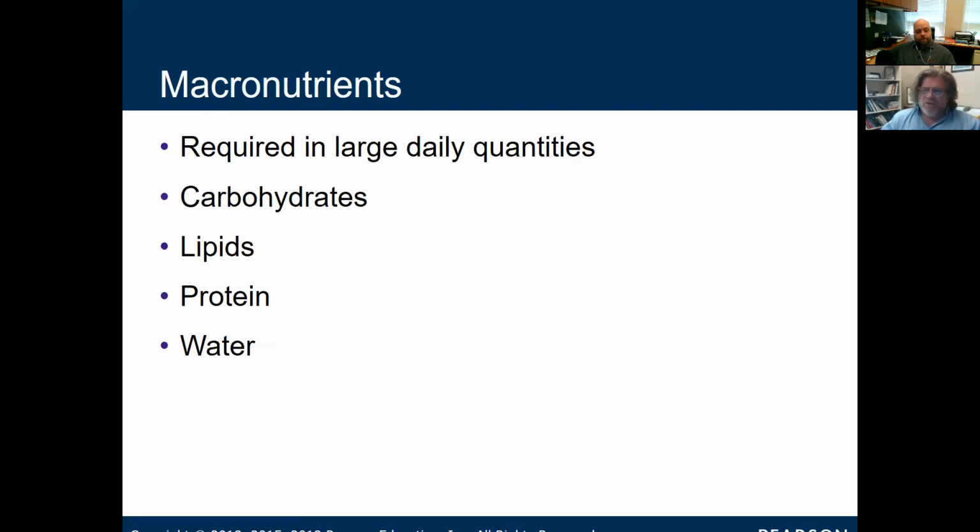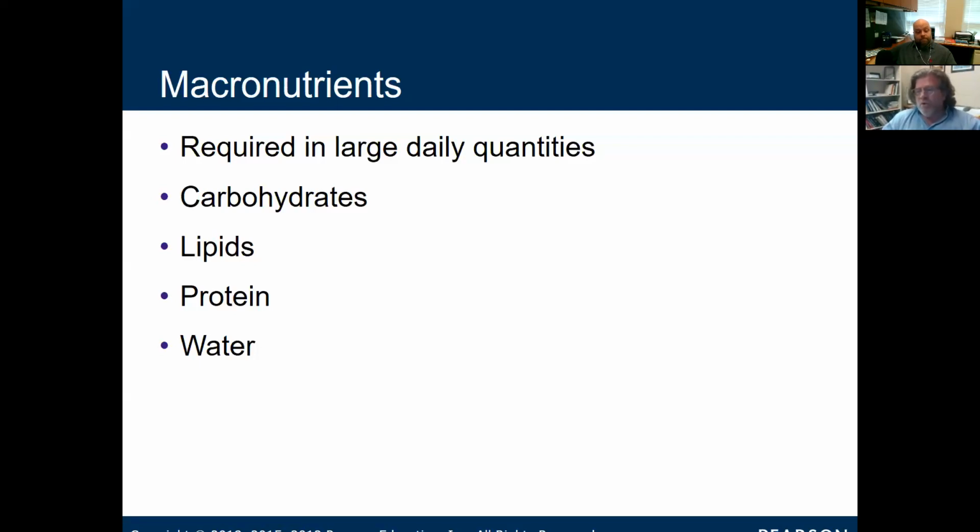So carbohydrates, you need a lot of sugar, starch, those things, they provide energy. Lipids is another word for fat. And you need a certain amount of fat to be healthy. Your brain function is largely dependent on fat.